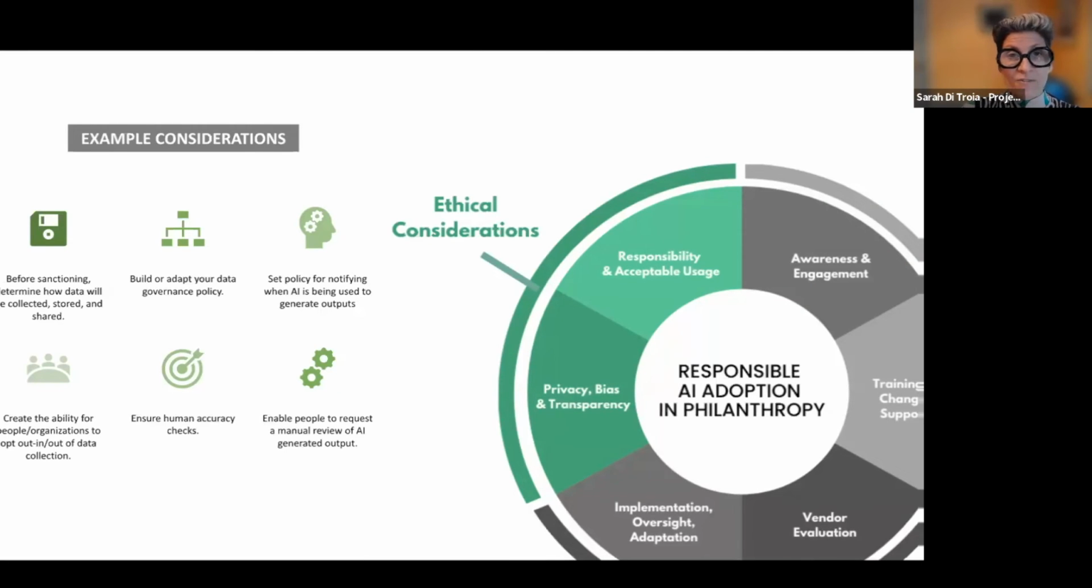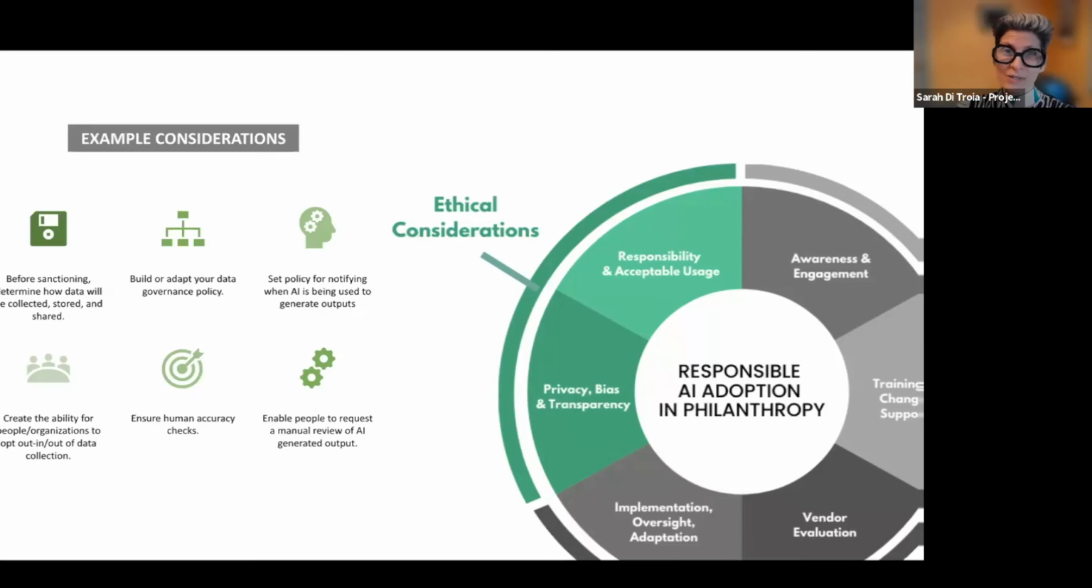Set policy for notifying people when AI is being used. When am I talking to a human? When am I talking to a bot? Is my grant being reviewed by a bot before it's getting to a human? Help people understand how AI is being used, create the ability for folks to opt out, and ensure human accuracy checks.